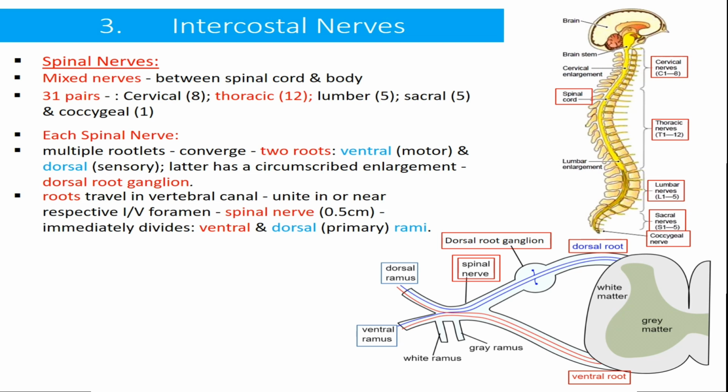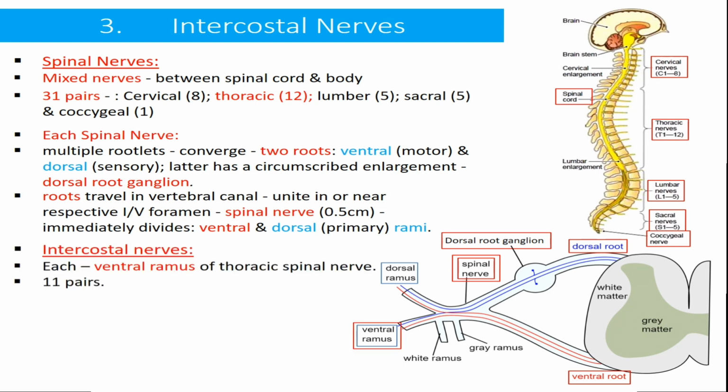which is about 0.5 centimeter long. It immediately divides into two rami, ventral and dorsal. Both ventral and dorsal rami are mixed nerves. Each ventral ramus of the thoracic nerve is named as intercostal nerve.